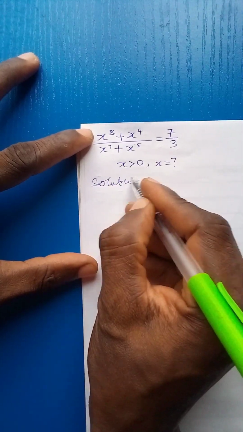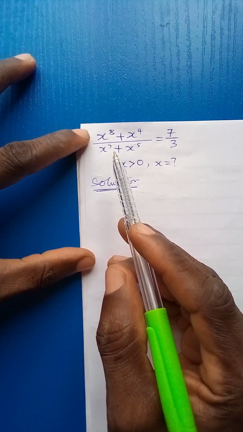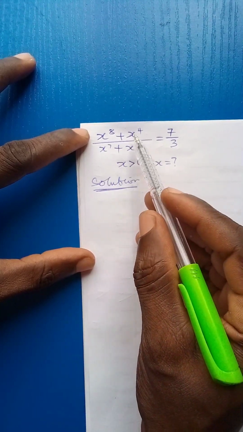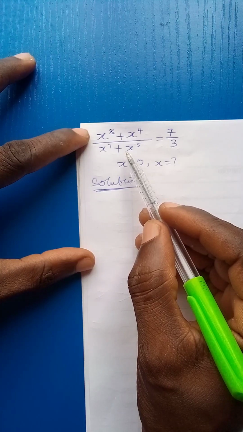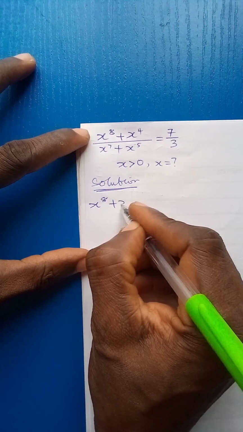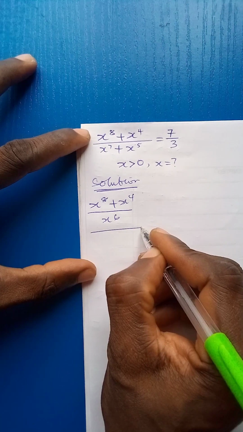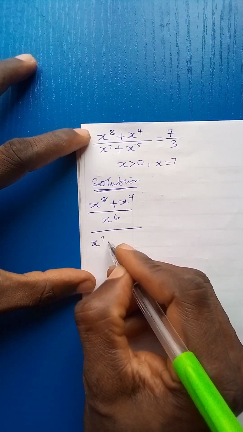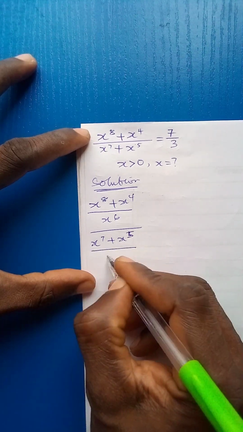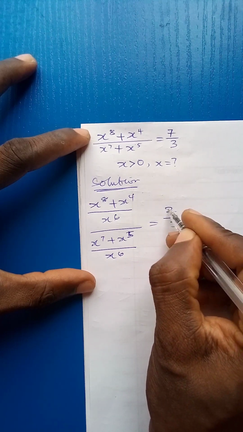What we will do first is to reduce the problem so that we can solve it using quadratic equation. And to go about that, I'm going to divide the numerator and denominator by x to power 6. So I have x to power 8 plus x to power 4 divided by x to power 6, then all over x to power 7 plus x to power 5 rather, all over x to power 6 is equal to 7 all over 3.